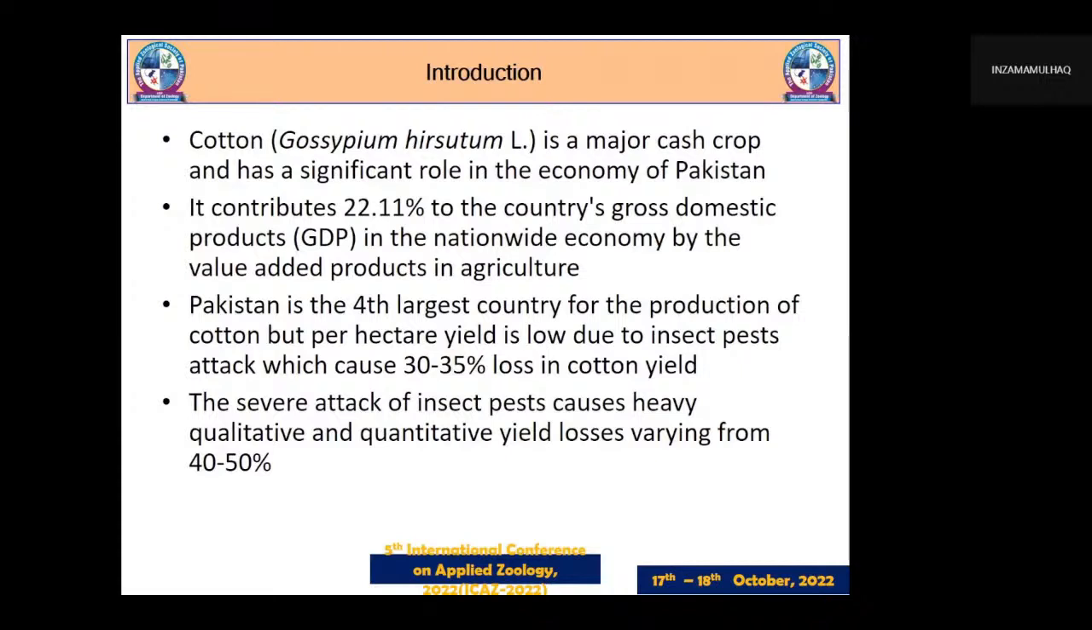Pakistan is the fourth largest country for the production of cotton, but per hectare yield is low due to insect pest attack, which can cause 30 to 35% loss in cotton yield. The severe attack of insect pests causes heavy qualitative and quantitative yield losses varying from 40 to 50%.